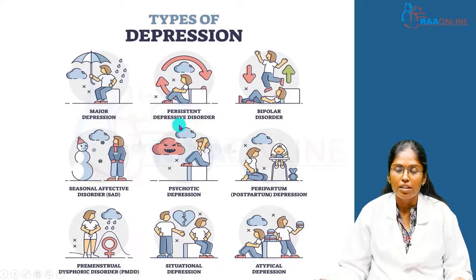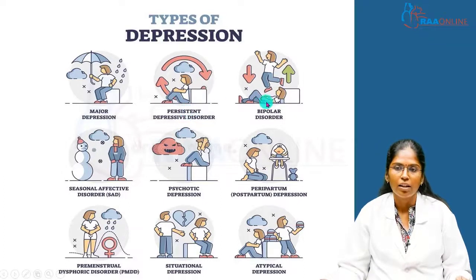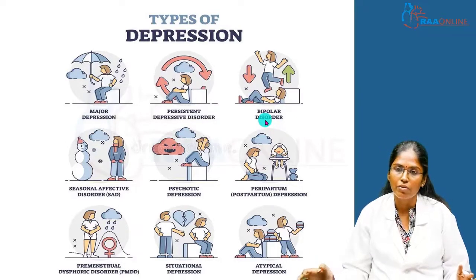Then persistent depressive disorder. So what is this? This is otherwise called dysthymia. That means it is a chronic form of depression. Then next comes bipolar disorder. As the name suggests, the person who is suffering from bipolar disorder goes into two phases, one is a manic phase and another is the depressive phase. The mood swings extremely from depression to mania.